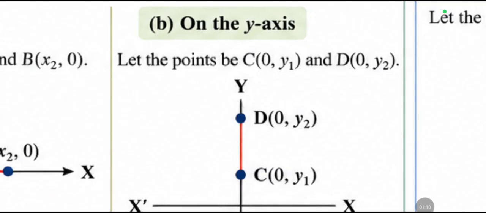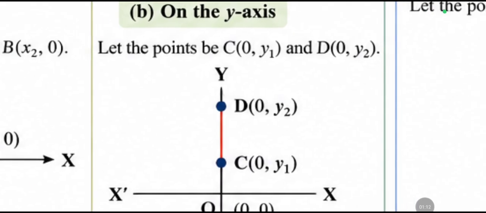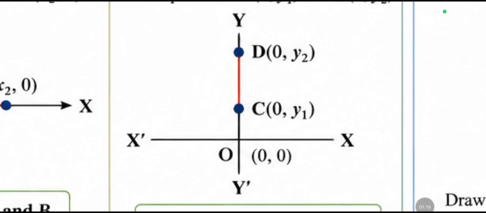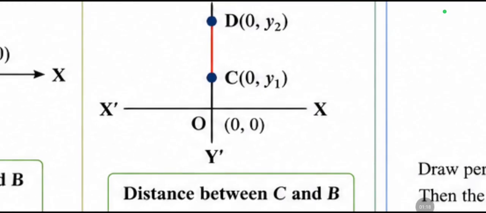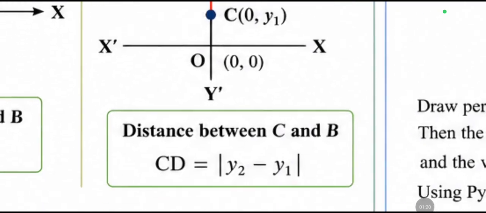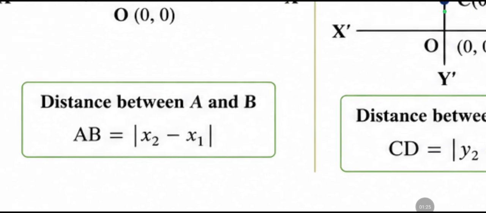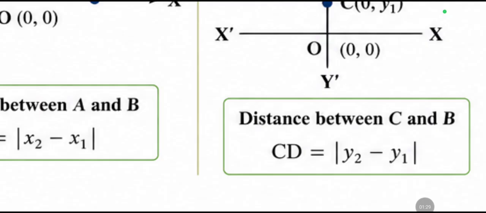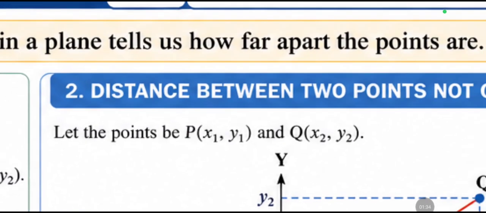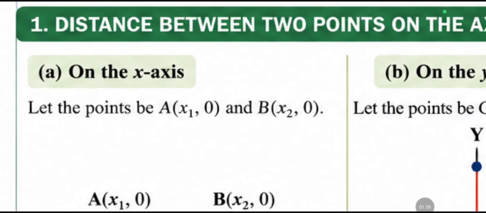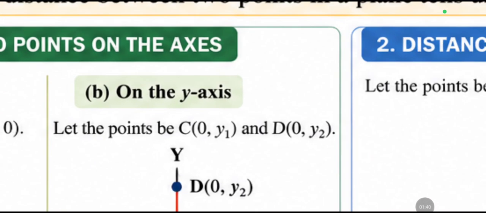Okay. Now on the y-axis, let the points be C (0, y1) and D (0, y2). Take two points on the y-axis, C and D. Now the distance between C and D is modulus of y2 minus y1. Here distance AB is x2 minus x1 under modulus, and the distance between C and D is modulus of y2 minus y1. This is the distance between two points on the axis.